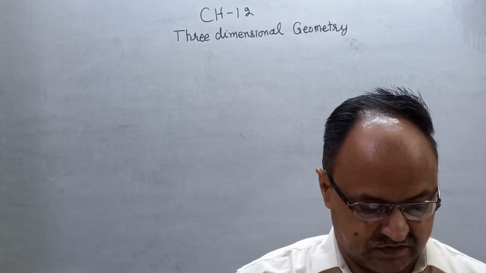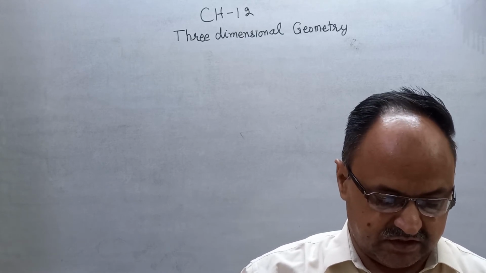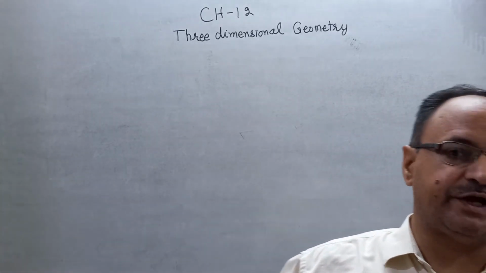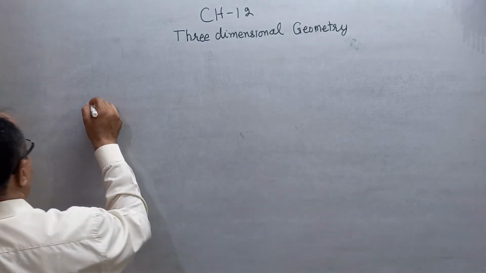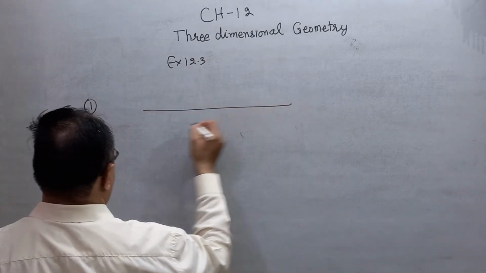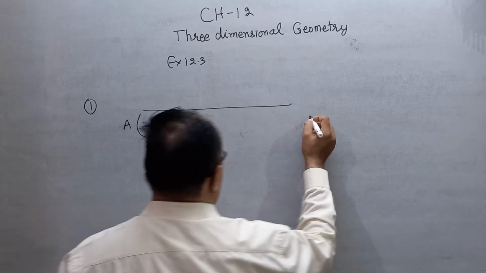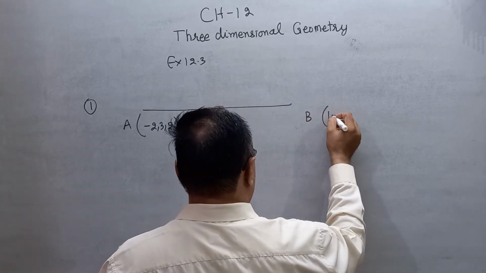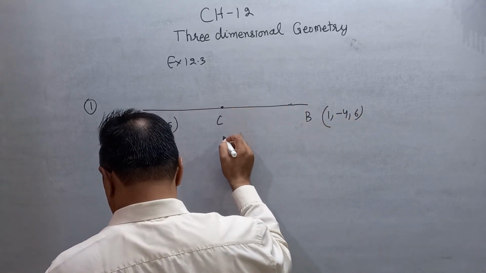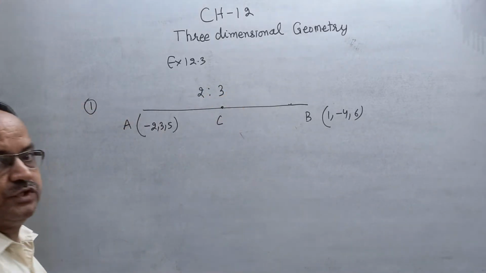Next, exercise 12.3, in which we find the coordinates. Find the coordinates of the point on the line segment joining the points. First question, 12.3. The coordinates of A are (minus 2, 3, 5), and the coordinates of B are (1, minus 4, 6). This point C divides the line in the ratio 2:3 internally.